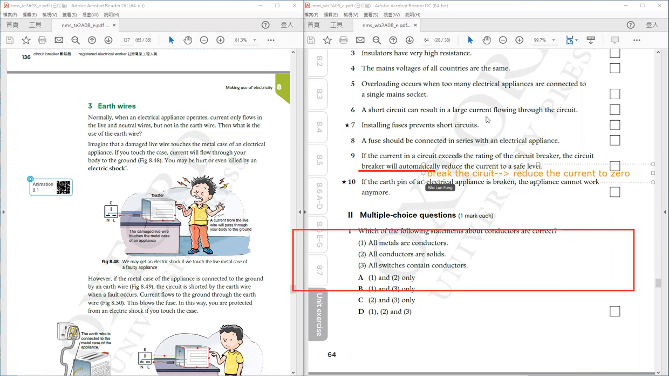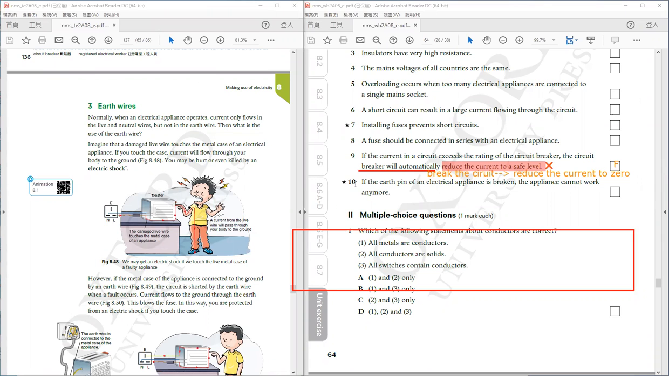Reduce the current to 0. Therefore, by breaking the circuit, you reduce the current to 0. We do not say it reduces the current to a safe level. This is not a correct concept. The circuit breaker actually breaks the circuit. Therefore, question 9 is not correct, false.